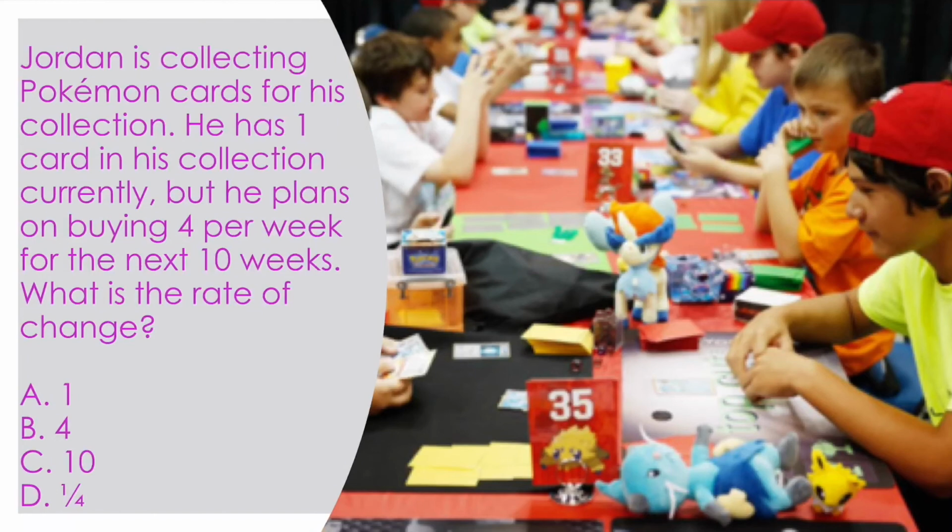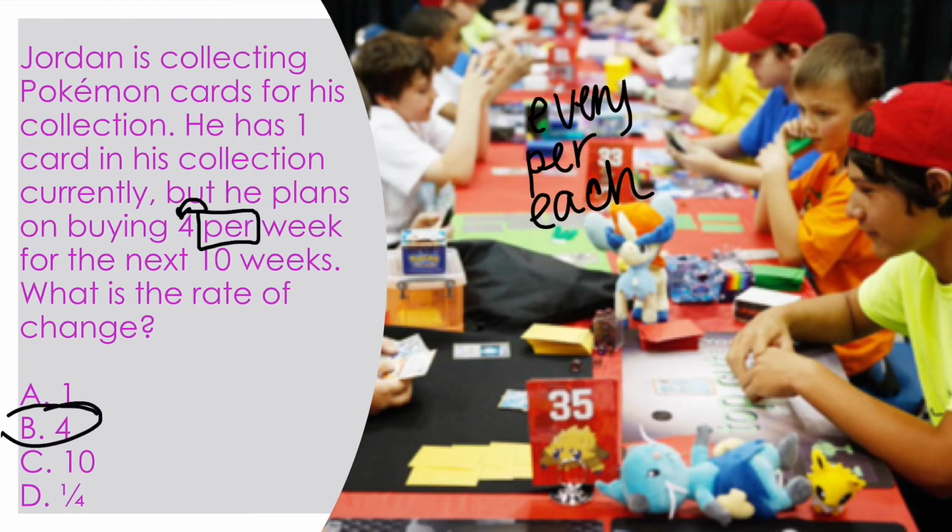And the last question, Jordan is collecting Pokemon cards for his collection. He has 1 card in his collection currently, but he plans on buying 4 per week for the next 10 weeks. What is the rate of change? So look for our rate of change keywords. Every, per, and each. We do have a per. And what number goes with it? 4. So our rate of change is 4.